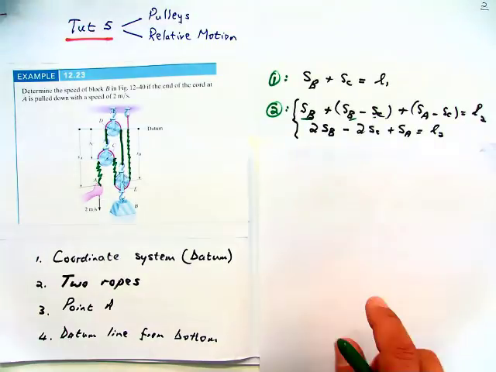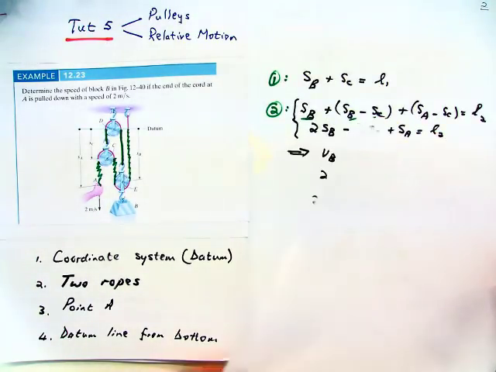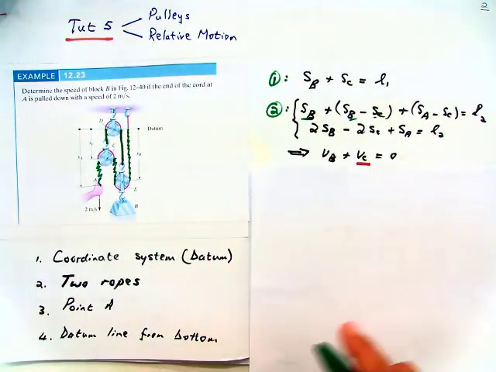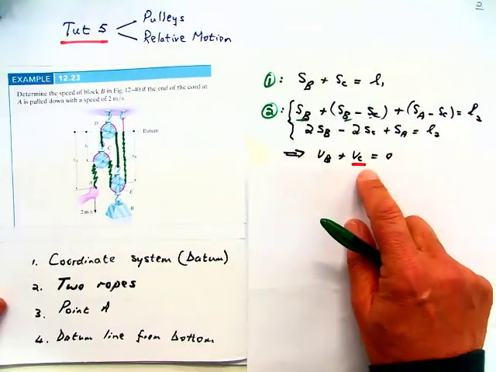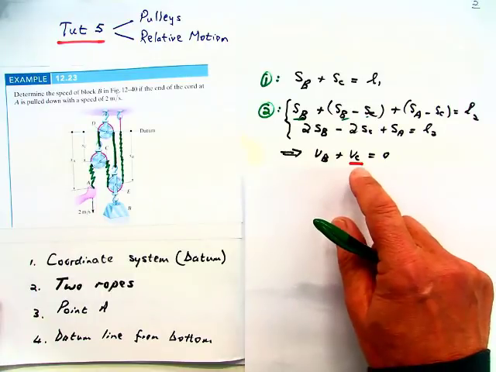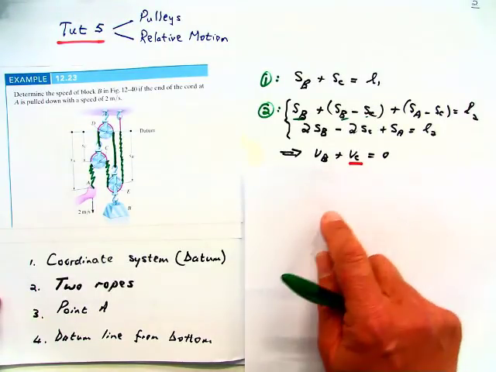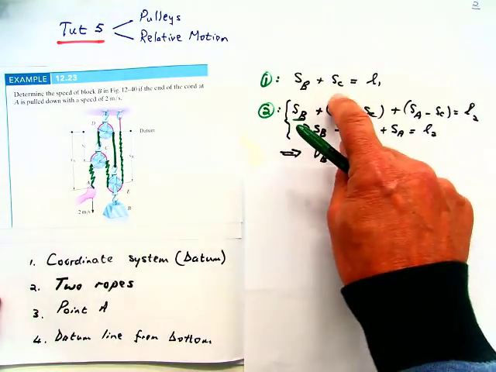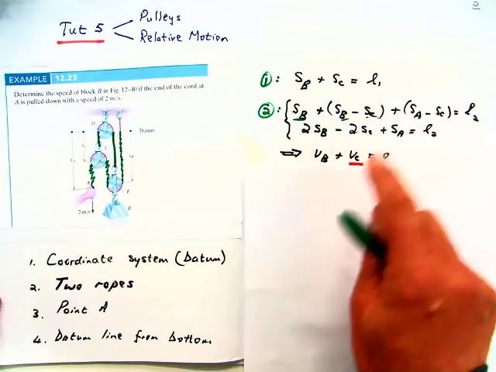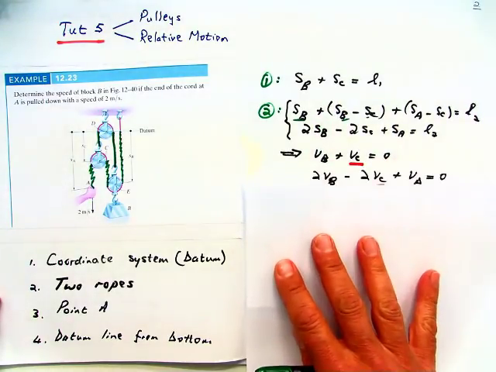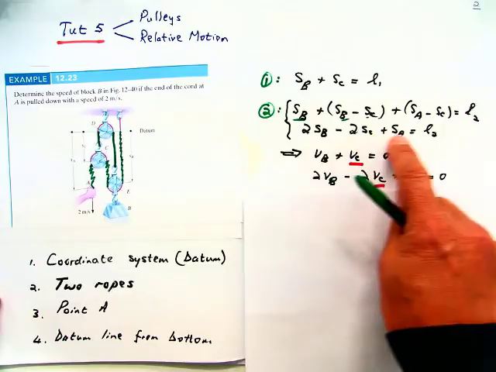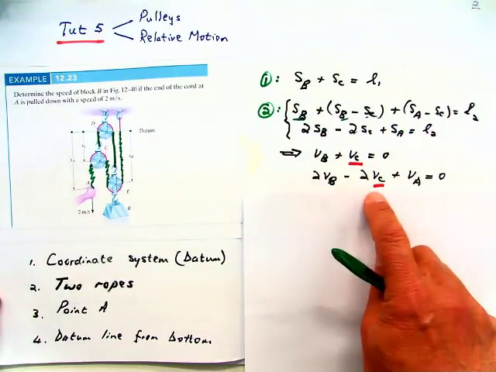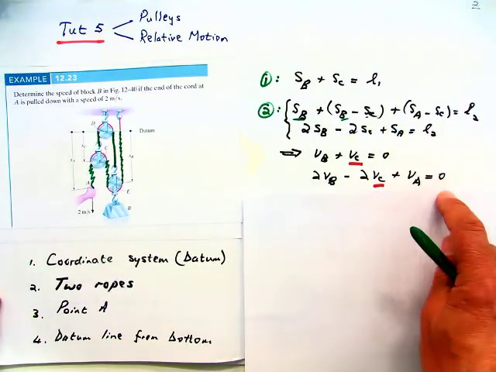And, okay, if you differentiate those two equations, from the first one you'll get VB plus VC equals 0. You differentiate with respect to time, because SB is a function of time and SC is a function of time. They're going to change all the time. And then the other equation, this one here, 2VB minus 2VC plus VA is 0.